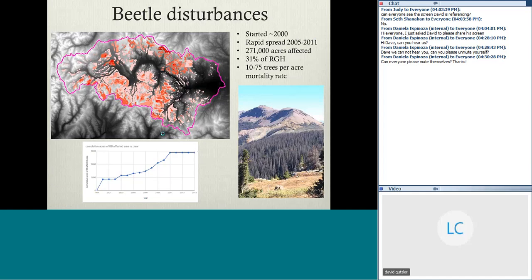Now in the Rio Grande Basin, the upper Rio Grande, this map shows areas that have been impacted by the spruce beetle in pink, and the intensity is indicated by the darkness of the pink color. The plot on the bottom shows cumulative bark beetle impacts starting in 1999 and going through 2015. And there was a rapid spread in the mid-2000s, especially 2005 through about 2010 or 11. The bark beetle impacted about 31% of the Rio Grande headwaters.